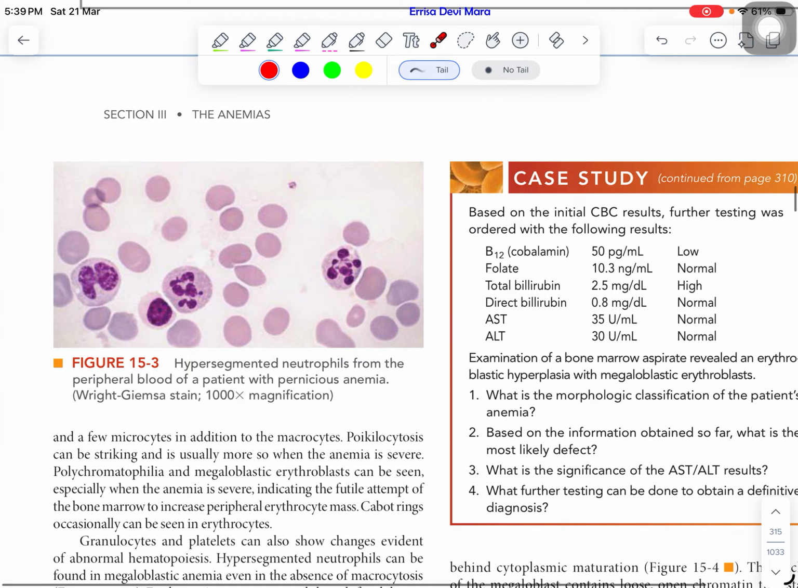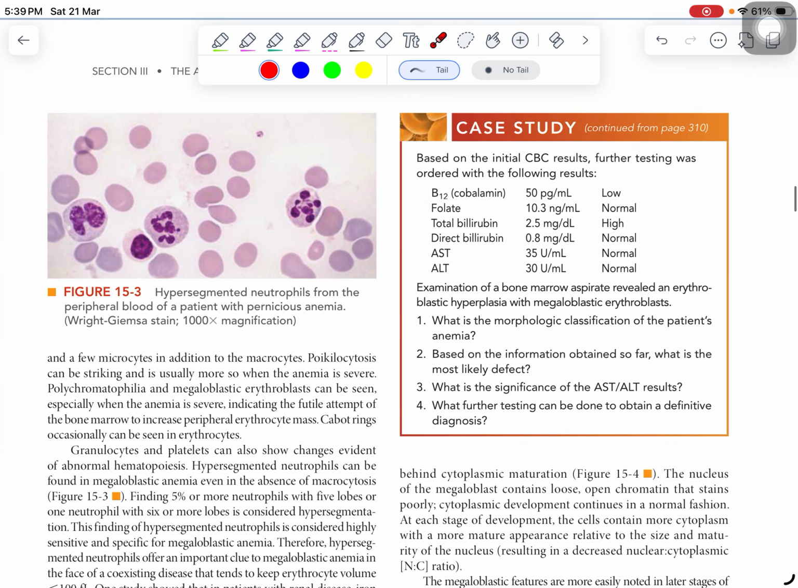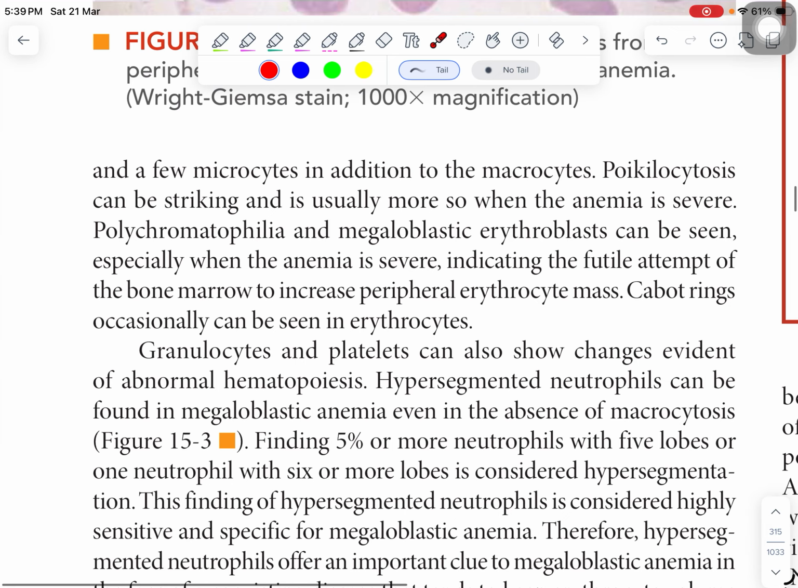Here are the hypersegmented neutrophils from the peripheral blood of a patient with pernicious anemia: 1, 2, 3, 4, 5, 6, 7, 8. And a few microcytes in addition to the macrocytes. Poikilocytosis can be striking and is usually more so when the anemia is severe.